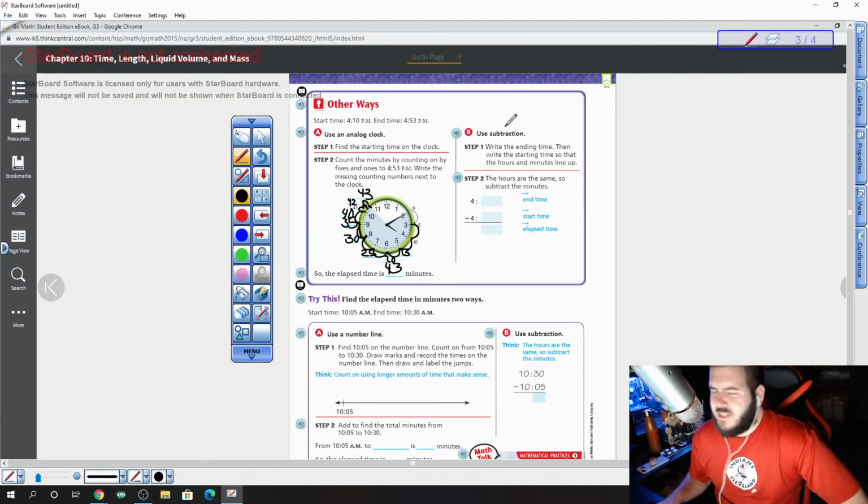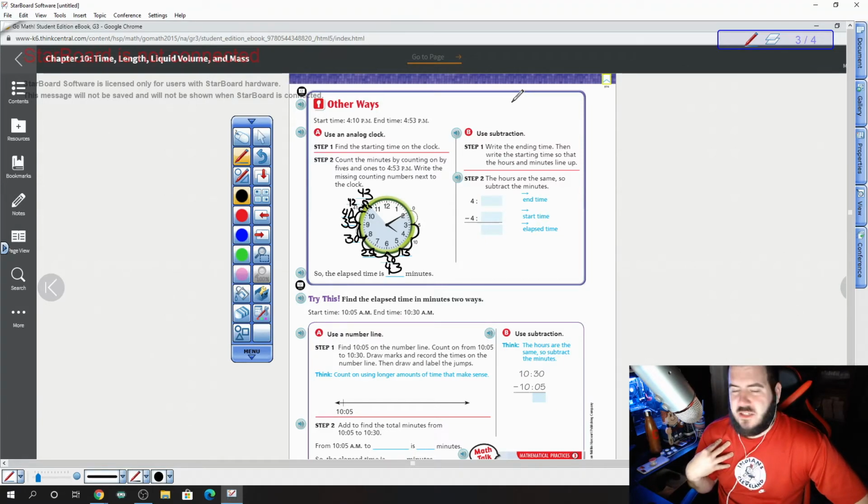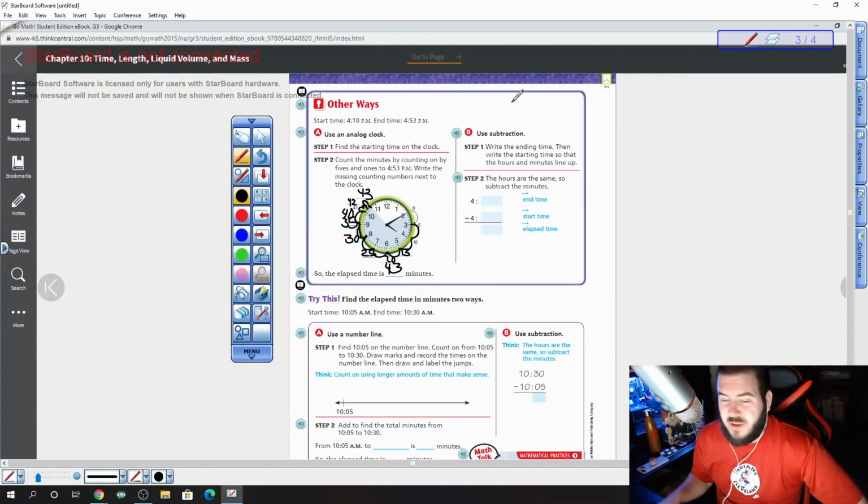Our last way is to use subtraction. This is the way that I most like to do this. In fact, it's the last way they're showing us to do it, but I feel it's the easiest way. The only trick with using subtraction is you have to be careful if you're starting an activity at, say, 12:30, and you're going to, let's just say, 1:30.